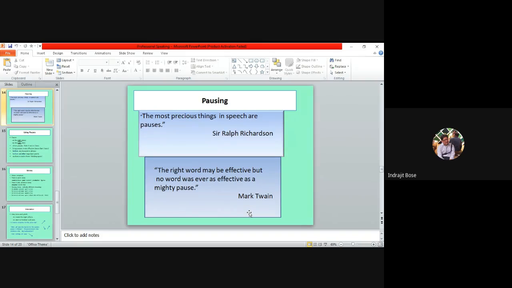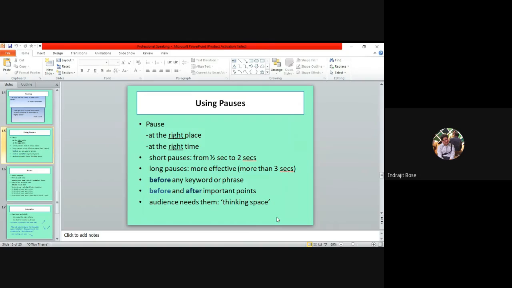Sir Ralph Richardson, for example, said that the most precious things in speech are pauses. And the right word may be effective, but no word was ever as effective as a mighty pause, as Mark Twain mentioned. So, a pause suddenly in the middle of speech actually acts as a kind of punctuation mark. Okay? And it is very effective. So I have to use the pause at the right place at the right time.